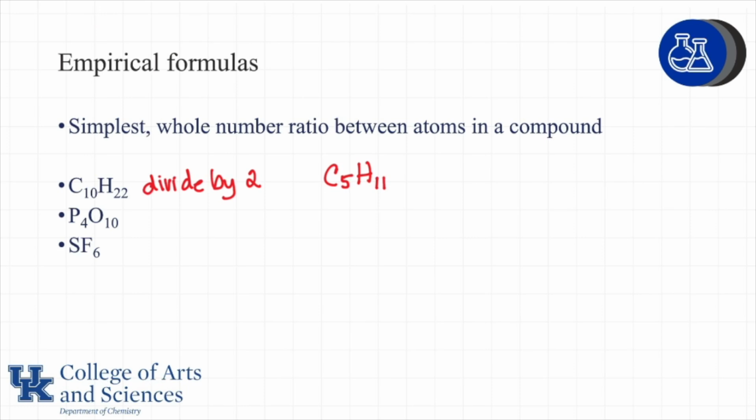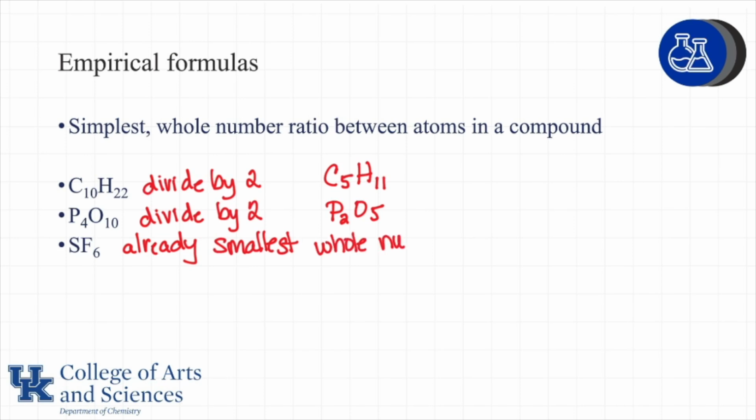For P4O10, those are also divisible by 2, and we get P2O5. SF6 is already the smallest whole number ratio. In this case, the molecular formula and the empirical formula are exactly the same.